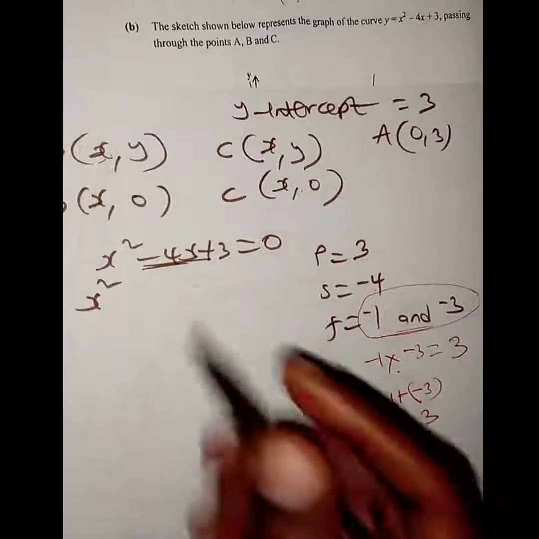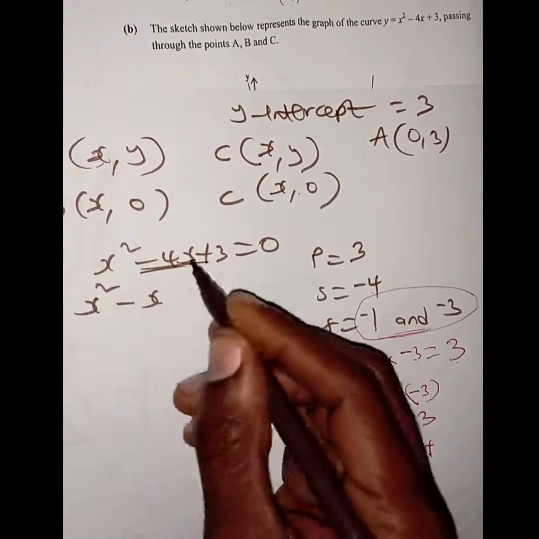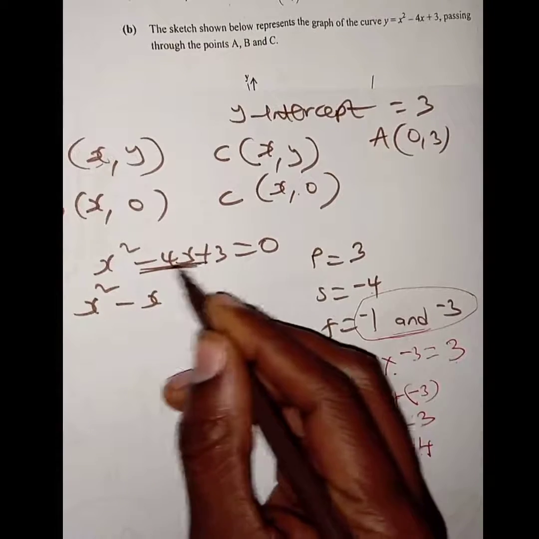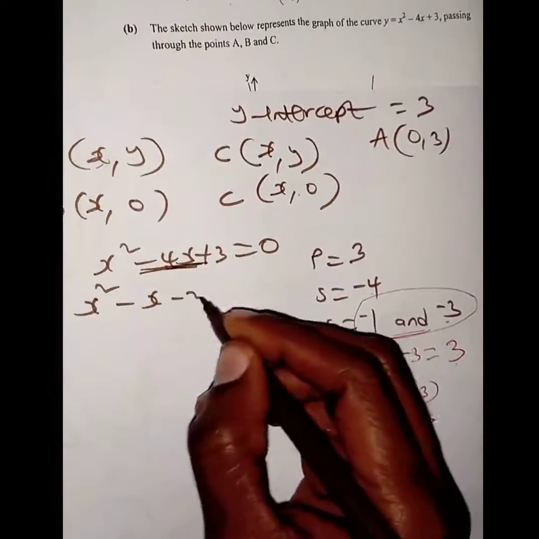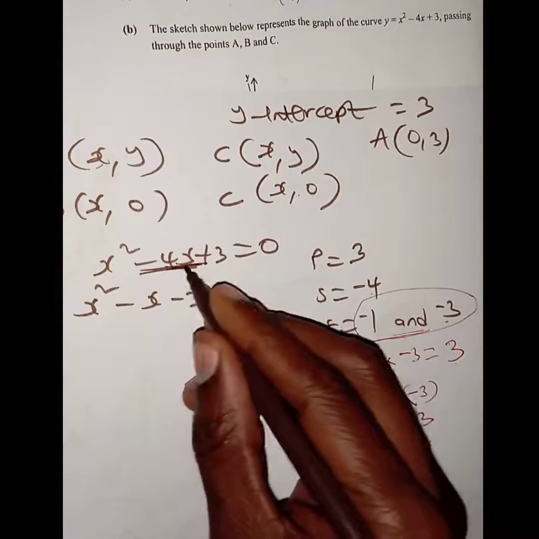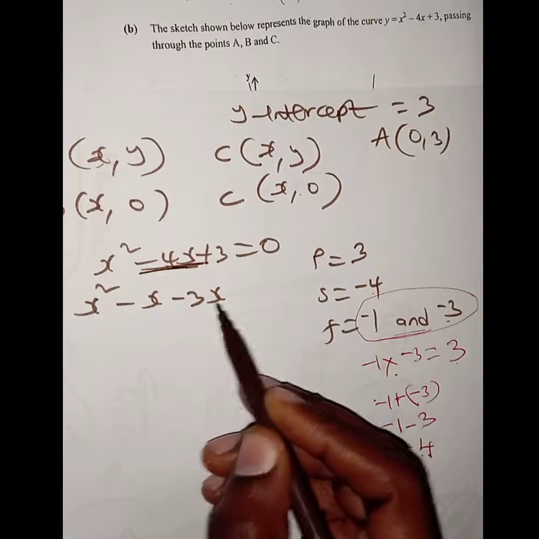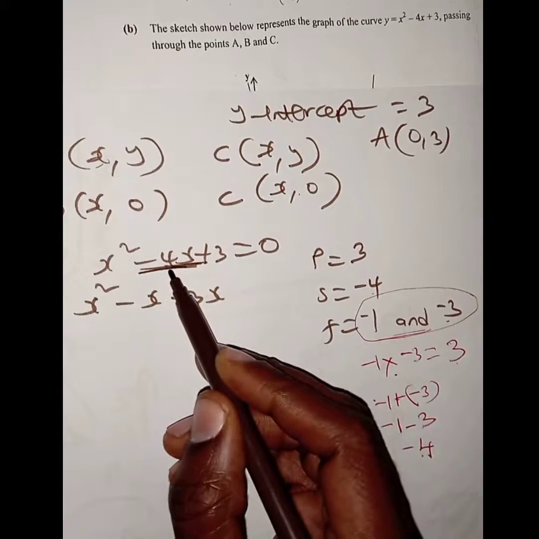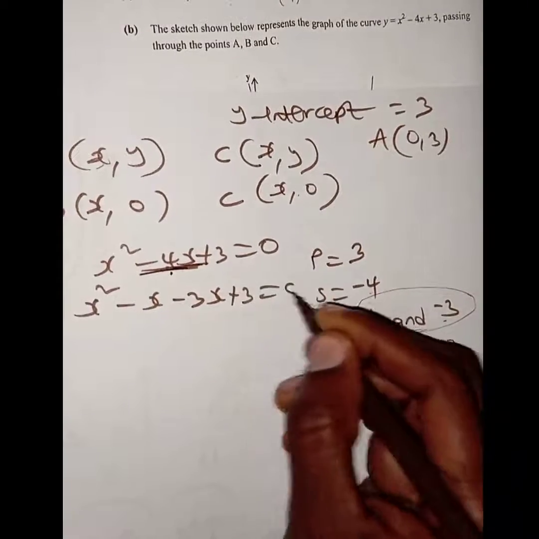So -1, write -1x, same as writing -x because we are replacing here. The second one is -3, write -3x because we are replacing here. As you can see, -1x minus 3x, you go back to -4x. Then this plus 3, write it the way it is, then is equal to 0.